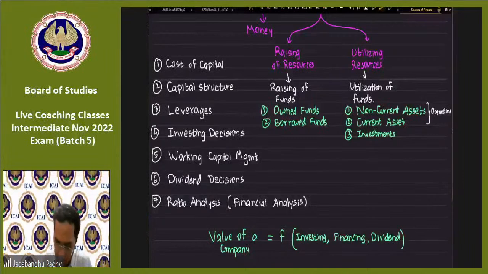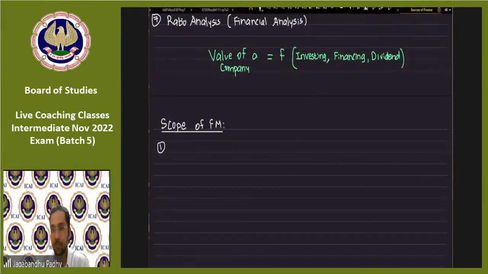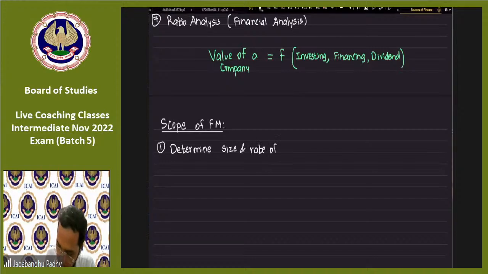Okay. So if I talk of scope, what all things are really covered? Scope of the finance manager. First up, the finance manager is supposed to determine the size and rate of growth of the organization, or the rate of growth of the enterprise. That is the first activity that the finance manager is supposed to decide.